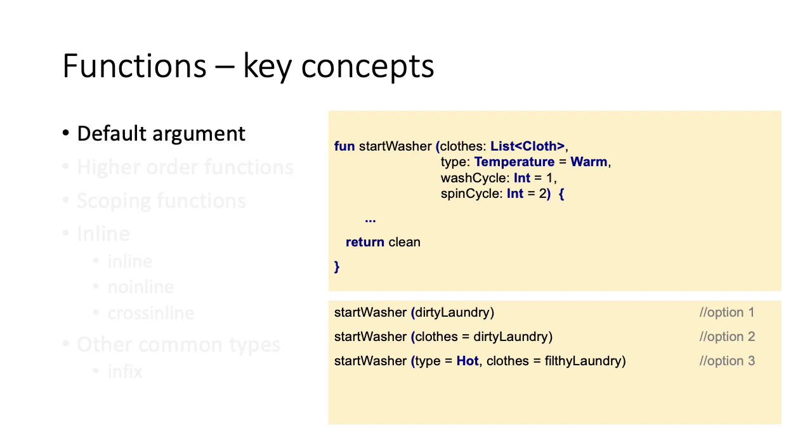Kotlin functions support named as well as default arguments. The need for overloading is eliminated with default values. See the different options of calling the same function. Notice the named parameters allow the arguments to be passed in any order.